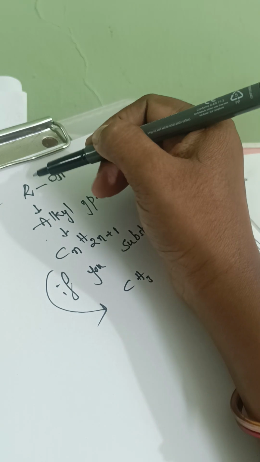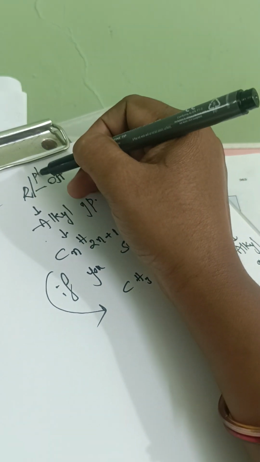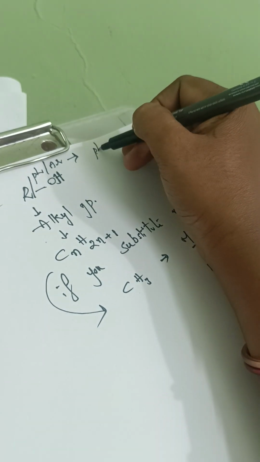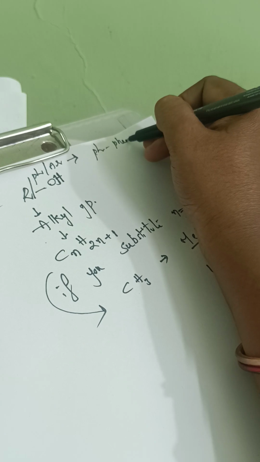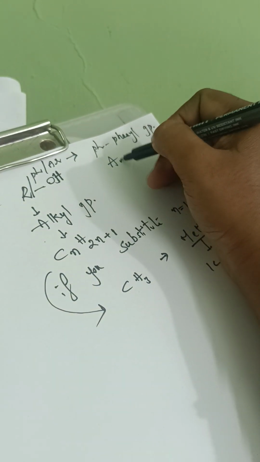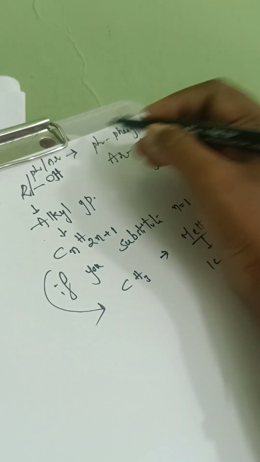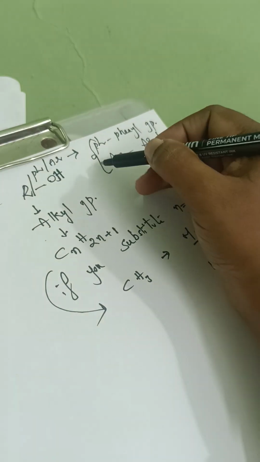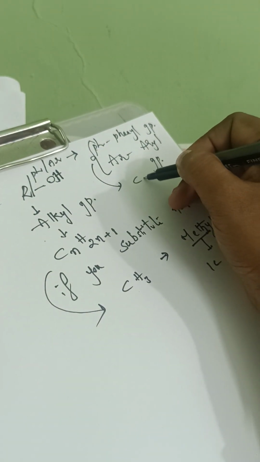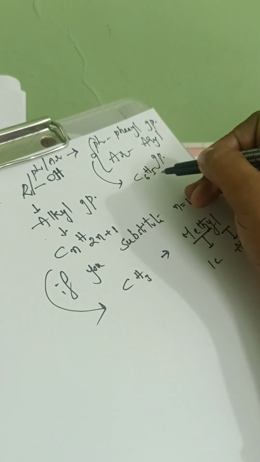Similarly, in place of alkyl, you can also have Ph or Ar. Ph is nothing but the phenyl group, Ar is the aryl group. So these two are nothing but the same. The general formula for phenyl is C6H5.